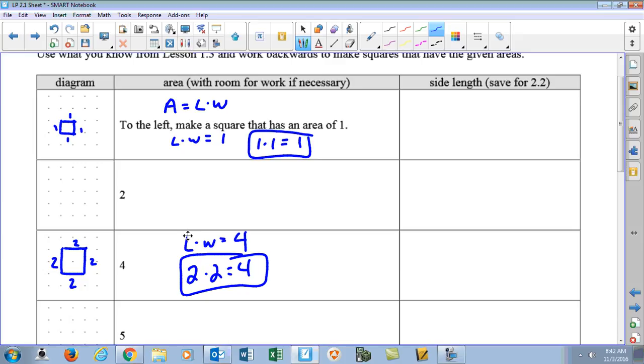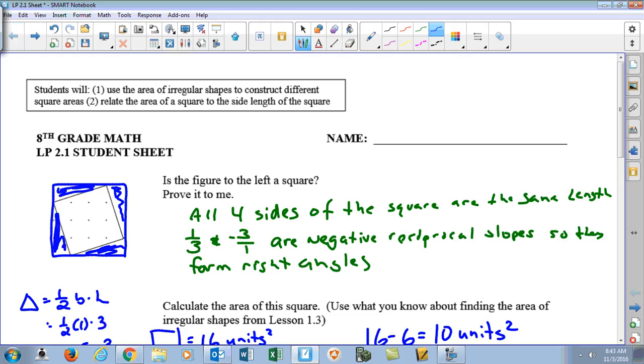They make a perfect square, right? Vertical line, horizontal line, making our right angles, right? Was that a triangle? Not a triangle. Was the square over here that we did a perfect square?